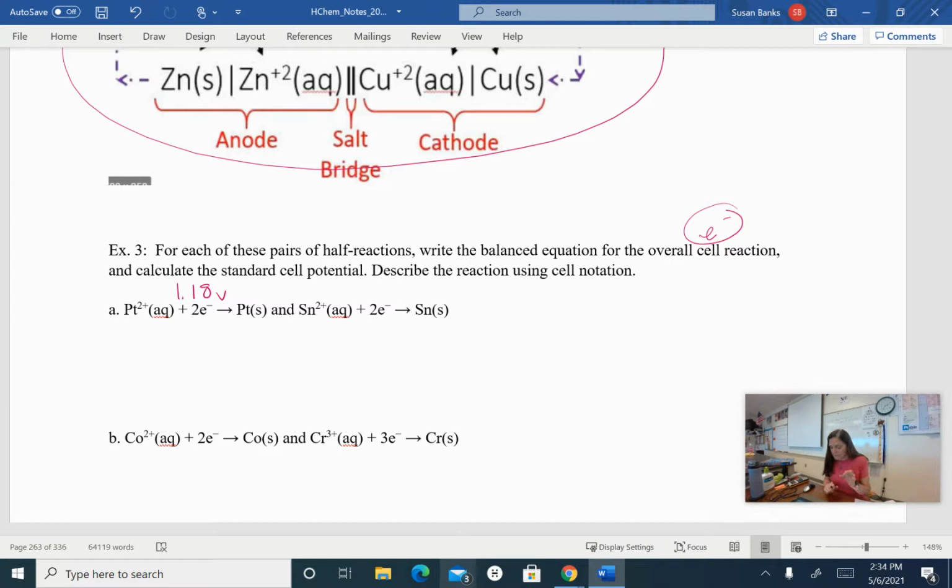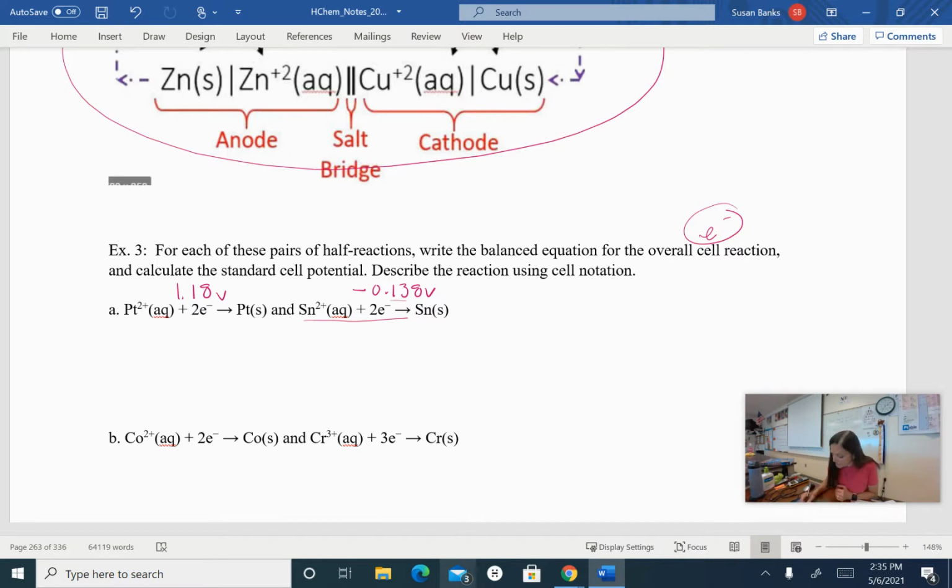And then if I look up tin plus two electrons going to solid tin, I get a voltage of negative 0.138 volts. Okay? Now notice these are both reduction. So I need to have one of these be oxidized. So we always flip the one that has the lowest value, which would be tin. This is negative 0.138, which is less than 1.18 volts, right? So we're going to flip that one.